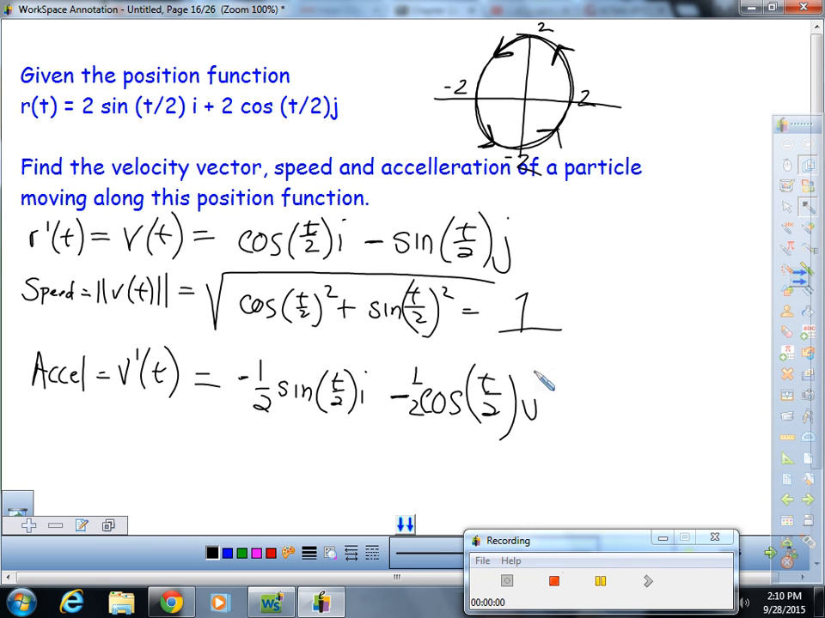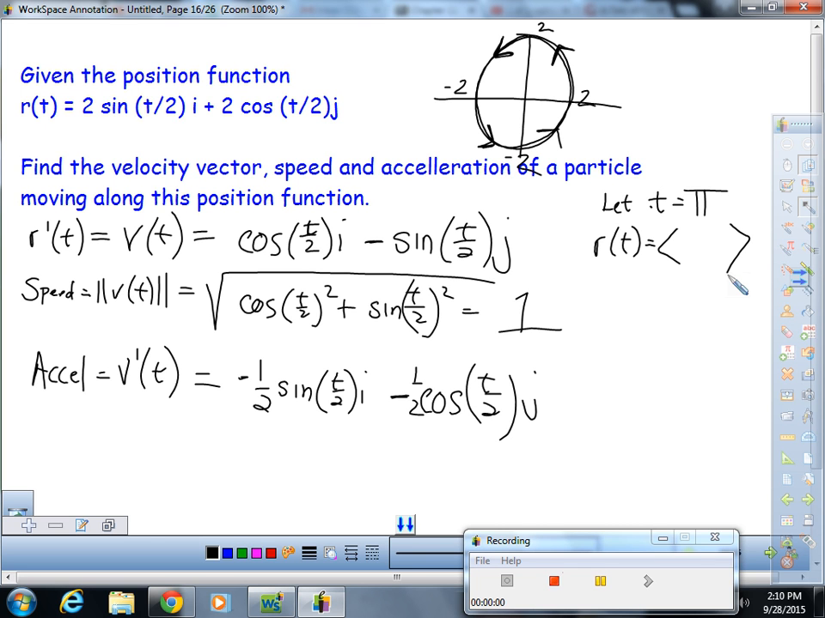So what I want you to notice is that the acceleration vector is not 0, but our speed is constant. Our acceleration is not 0, but our speed is constant. How can that happen? It happens a lot this way in physics. But this is what's kind of nice about breaking them up into vectors, is we can just put something in and see what happens. So let t equal pi. All right. At t equals pi, our position function, r of t, would be what? 2 times the sine of pi over 2.